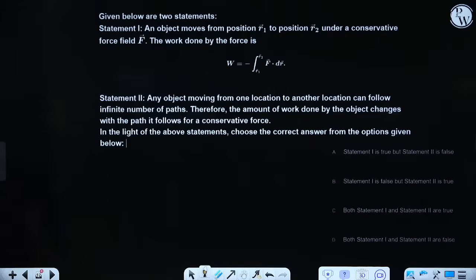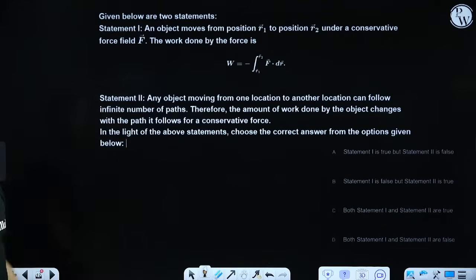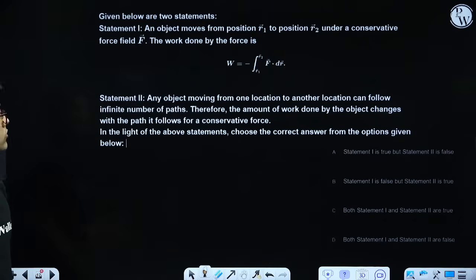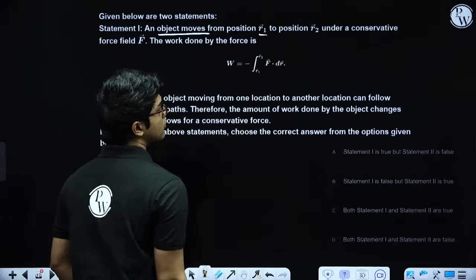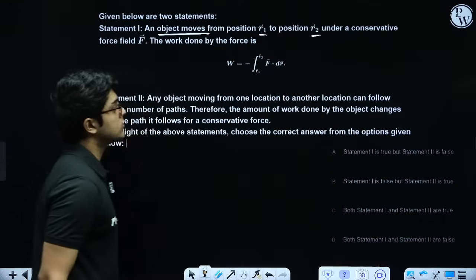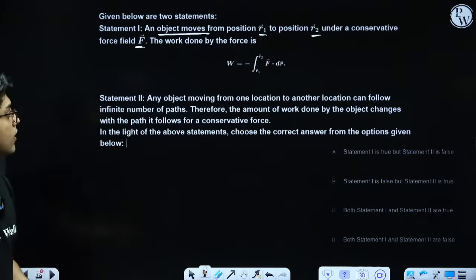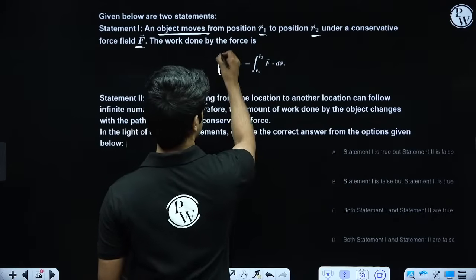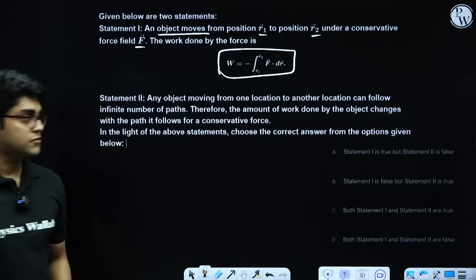All right, so now we have a statement problem. In this problem, we have to comment on which statements are correct, like one correct, one wrong, etc. So the first statement is that we have an object that moves from position vector r1 to another position vector r2 under a conservative force field F. So the work done by the force, they have given this particular expression. So yeah, it's fine.